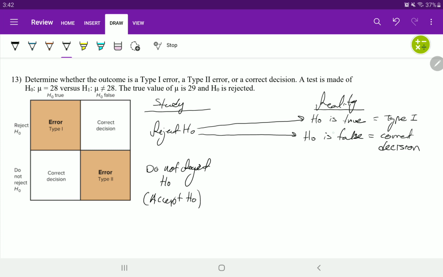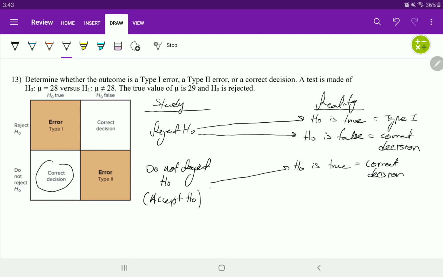You rejected false information. Now, let's say in your study, you did not reject your null, which means you accepted your null. If you accepted your null and the null is true, that is a correct decision, because think about it, you accepted true information. If you look right here, do not reject the null and the null is true, correct decision.